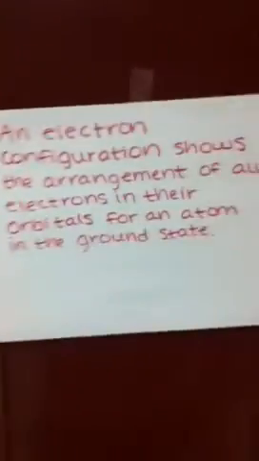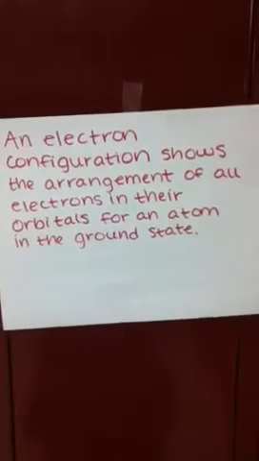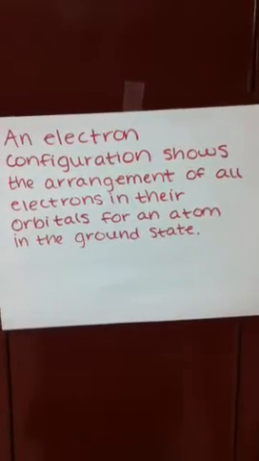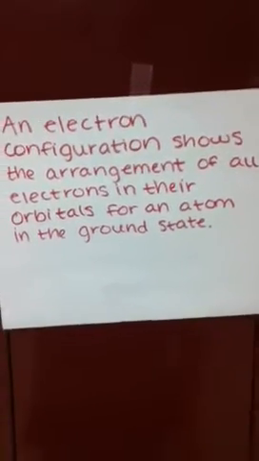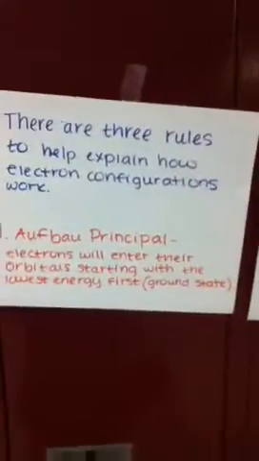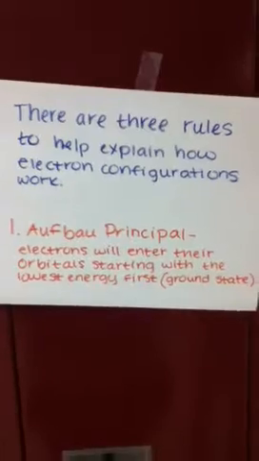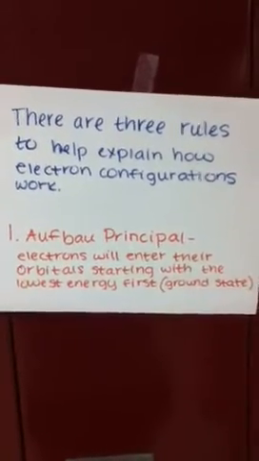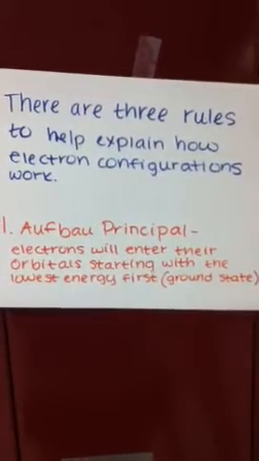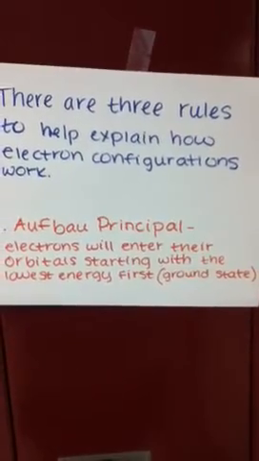Alright, we had electron configurations. An electron configuration shows the arrangement of all electrons in their orbitals for an atom in the ground state. There are 3 rules to help explain how electron configurations work. The first rule is the Aufbau principle. Electrons will enter their orbitals starting with the lowest energy first, which is the ground state.